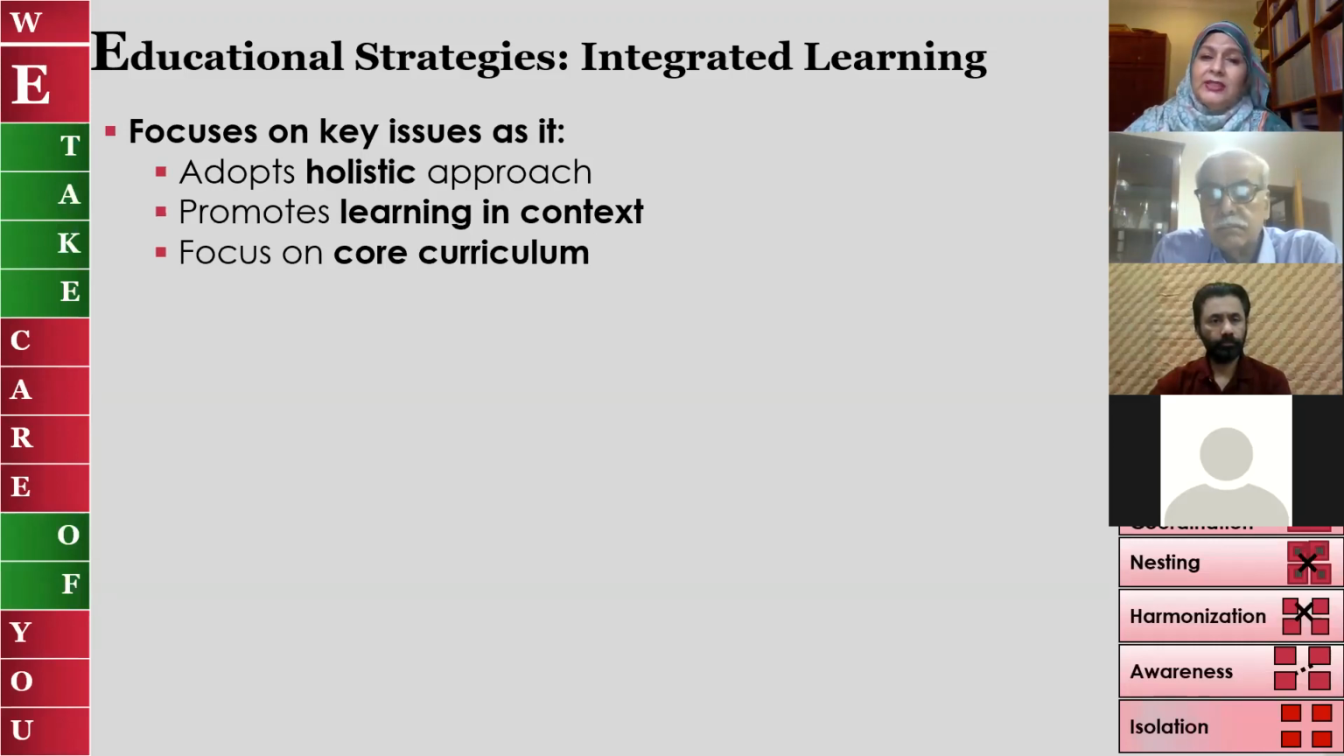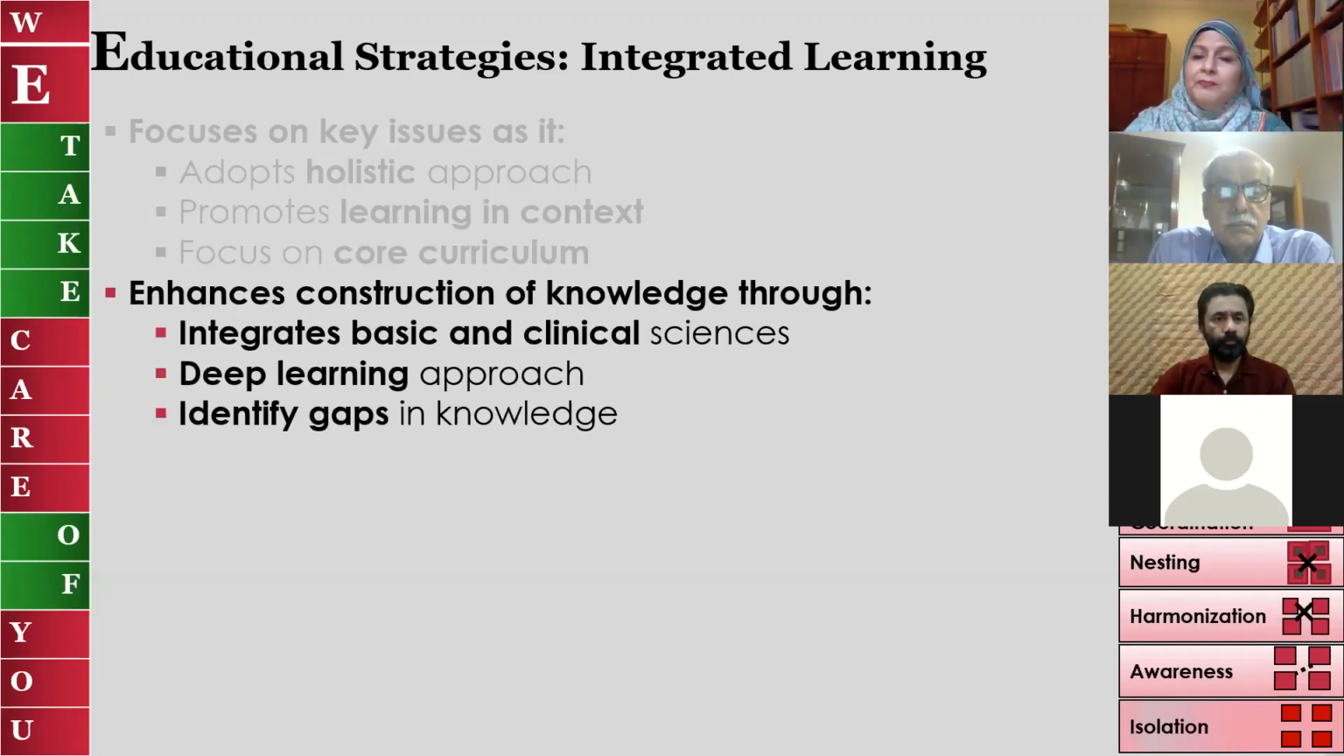So in integrated curriculum, the learning is focused on key issues, adapts a holistic approach, learning in context, and the core curriculum has been identified. What core curriculum has been identified has to be communicated to the students. Students should know what are the things in the lecture which are must know for them, and which are the things in the lecture which are told to them just to enhance their learning, but are not examinable, so that they are not burdened with covering all those things in their learning process.